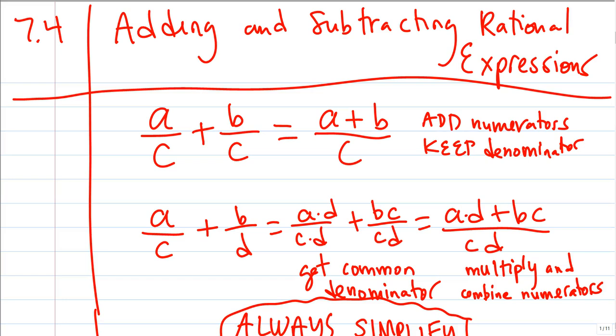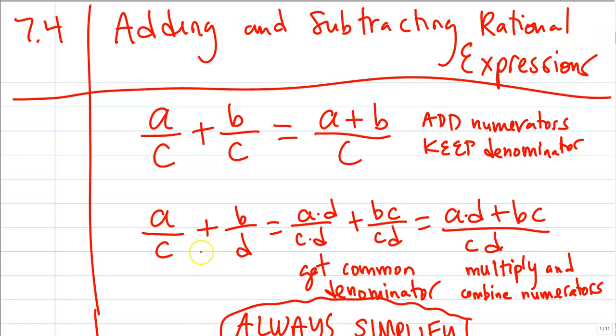So for section 7.4, we're going to be doing adding and subtracting rational expressions. We're going to start with just the rules, but the idea is if we are adding fractions with a common denominator, then we just add the numerators and we keep the denominator. That should be a review skill, but we're going to be doing that with much more complex fractions in this course than you did in previous courses.